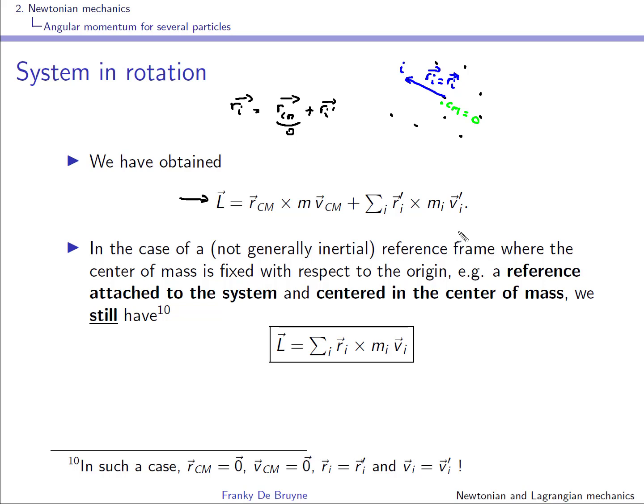Okay? So this term disappears because of this, and in this term you can replace Ri prime by Ri, and you obtain this expression here for the total angular momentum. Okay, remember that this is true for a reference frame that will not in general be inertial. It's a reference frame attached to the system and centered in the center of mass. Okay, and if you do that, you still have the relation that is shown there.